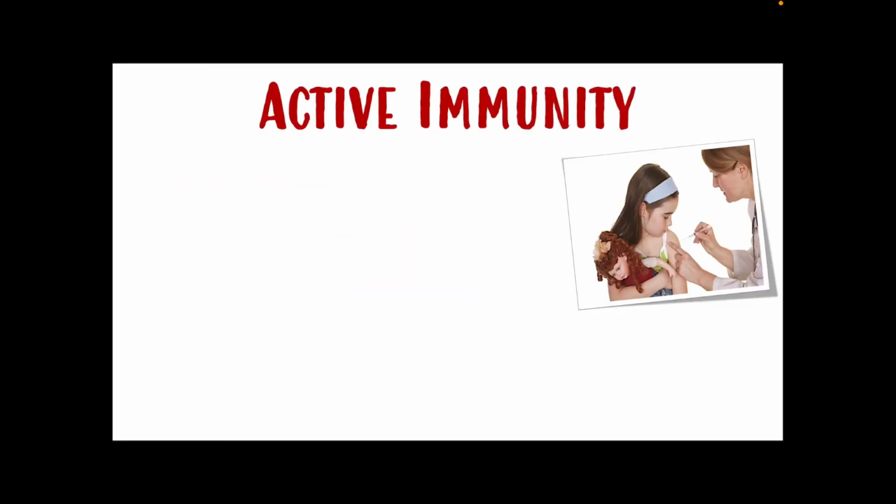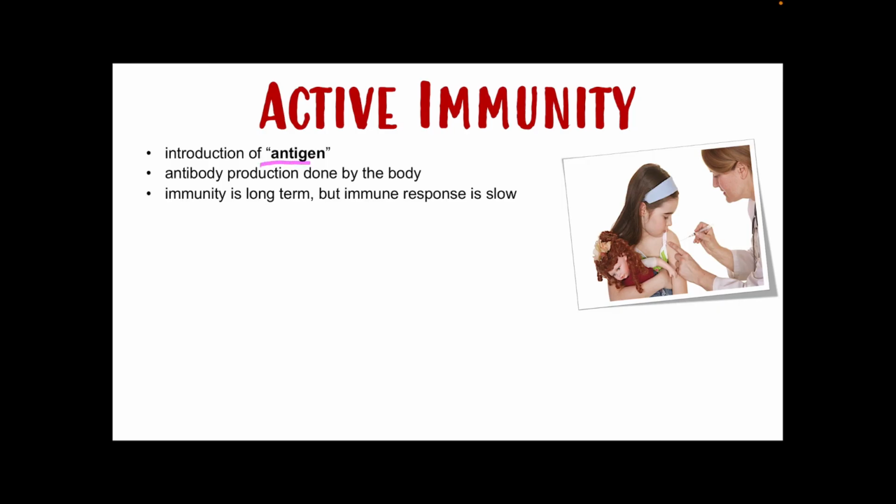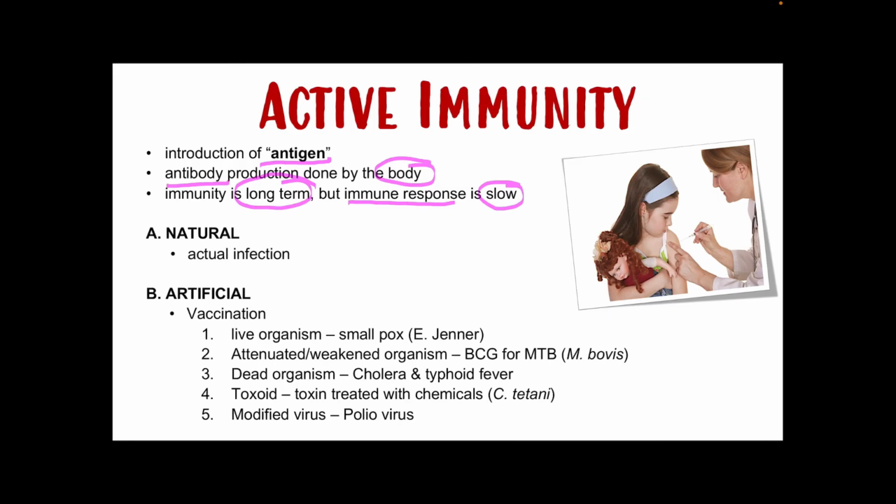So for the active immunity, again, there is an introduction of antigen, and the antibody production is done by the body. So since our antibody is produced by the body and our immune system is stimulated because of the antigen that was introduced to us, the type of immunity conferred by active immunity is long-term. But again, since we are giving time to our body to develop the antibodies, the immune response is slow. So it can be a natural active immunity or artificial active immunity.